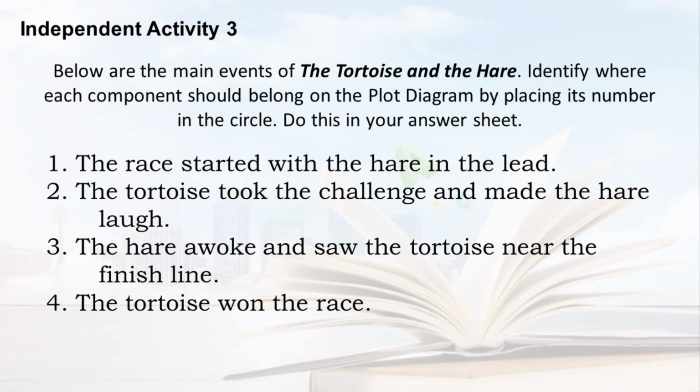Below are the main events of The Tortoise and the Hare. Identify where each component should belong on the plot diagram by placing its number in the circle. Do this in your answer sheet.